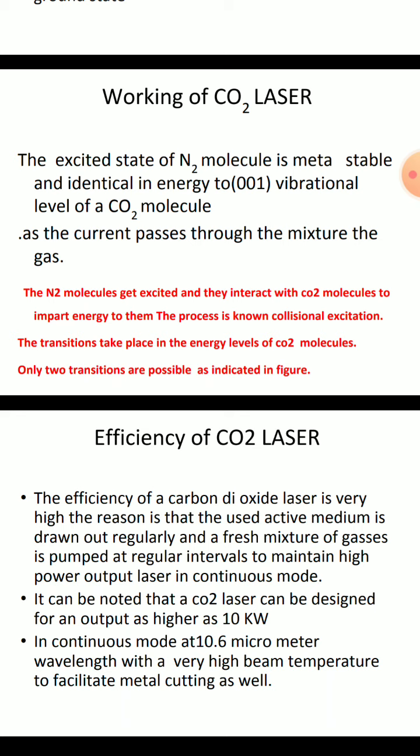But in case of a CO2 laser, you can design the laser for a desired output, and that can be as high as 10 kilowatt. What I mean by 10 kilowatt, since it is in an IR region, a 10.6 micrometer laser, and the very high output power, 10 kilowatt, and that too in a continuous mode, so it can be used for metal cutting because the beam temperature is very high.